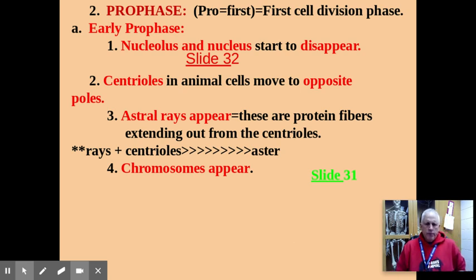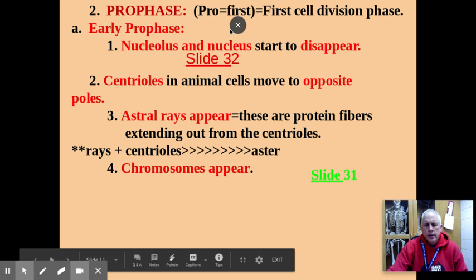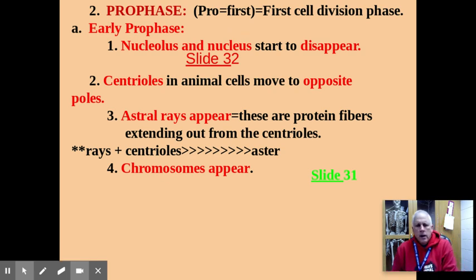So we're going to talk about prophase. Prophase is the first dividing phase. That's why we call it prophase. You can see that on my screen. Pro means first, and it's well named because it is the first cell division phase. We divide it into an early and a late. Some textbooks and diagrams may call part of this pro-metaphase, but I like to use the words early and late.